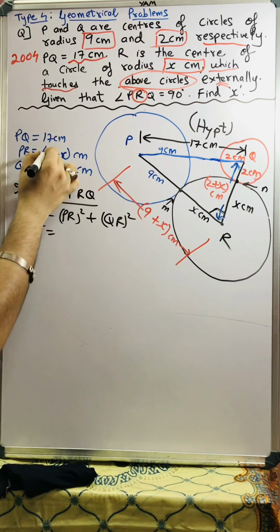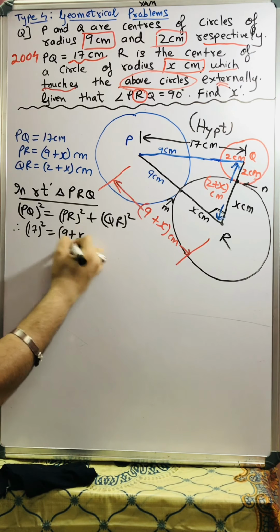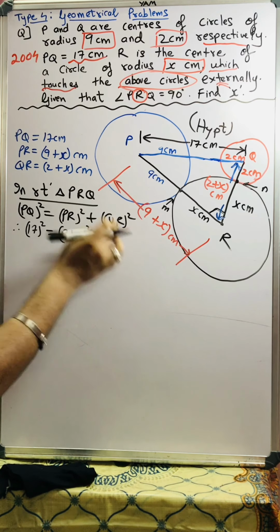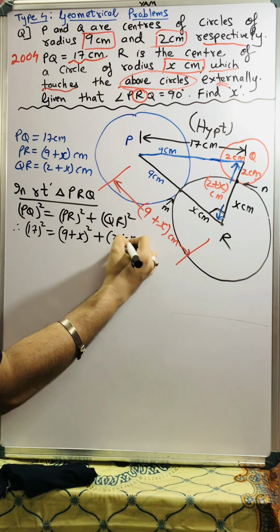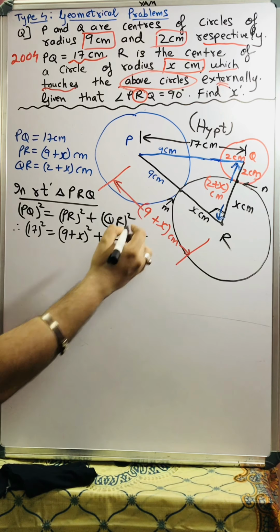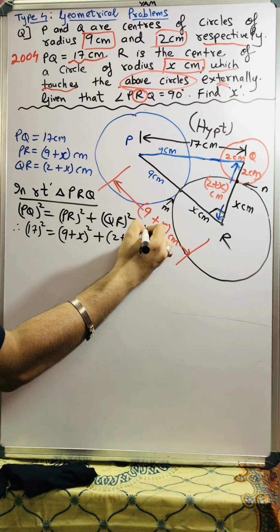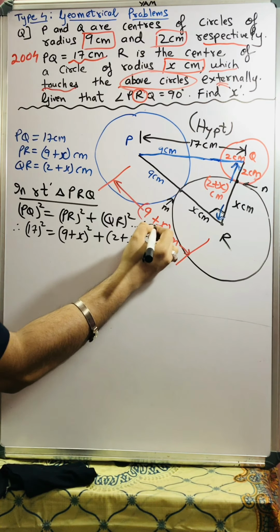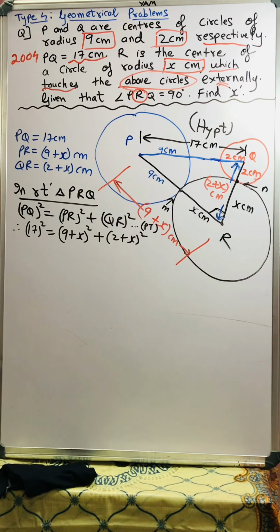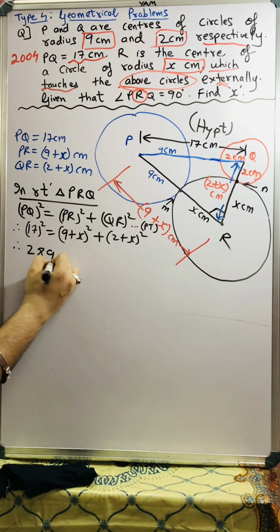What's the value of PR? It's 9 plus x the whole square, plus, what's the value of QR? It's 2 plus x the whole square. Of course, you have to write the reason. I don't have space, so I'll just write PT. PT means Pythagoras theorem. Therefore, 17 square is 289.